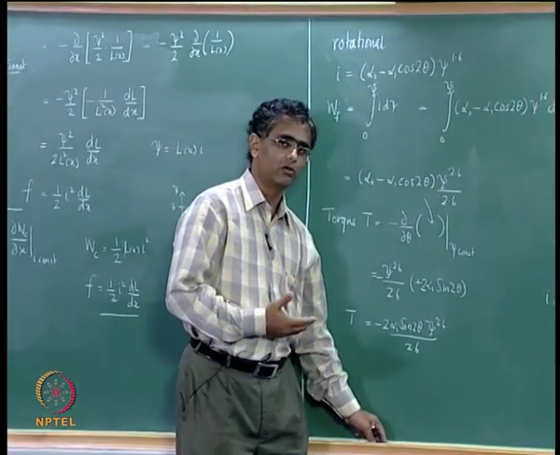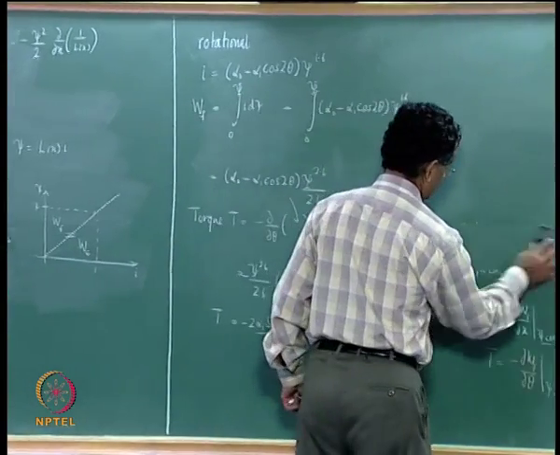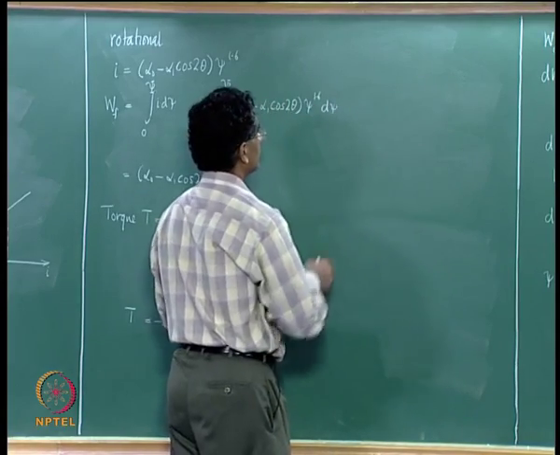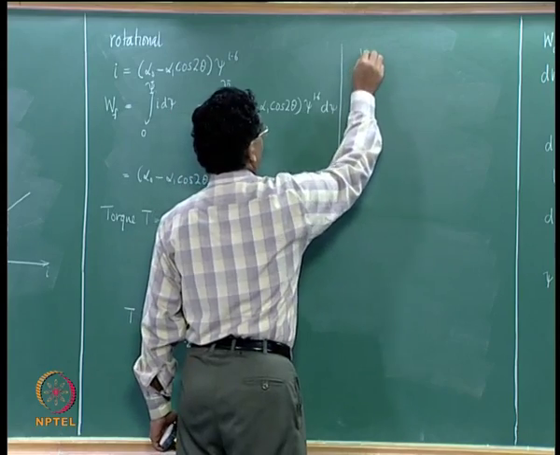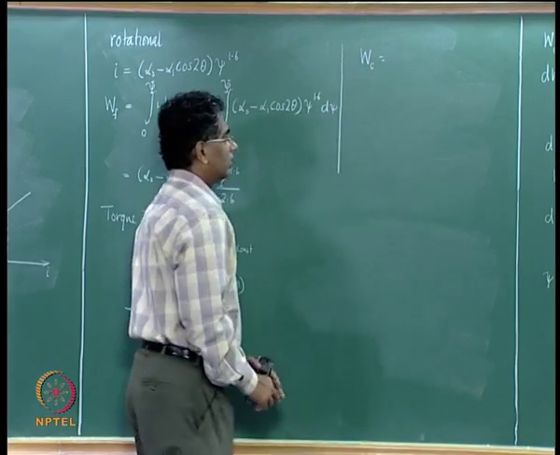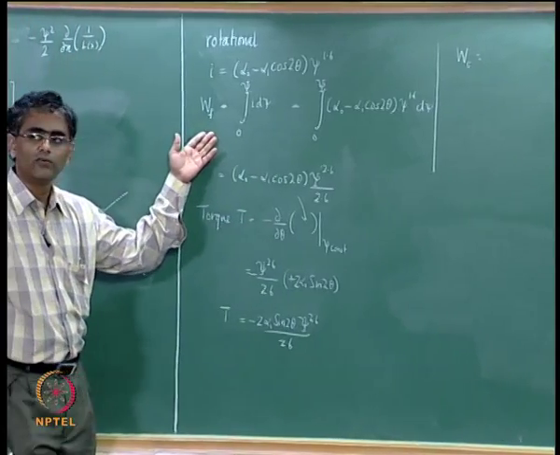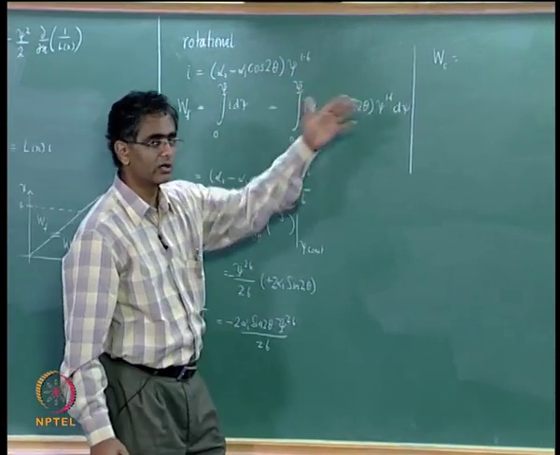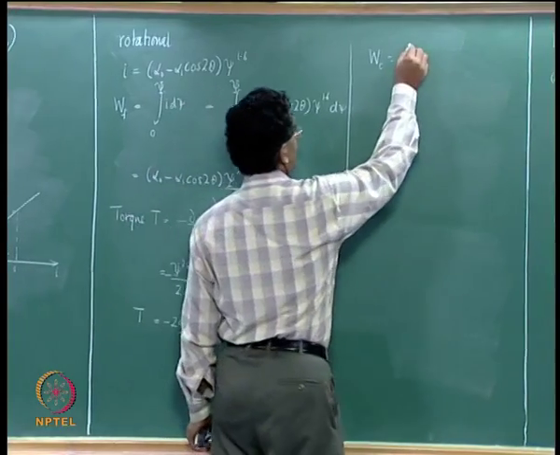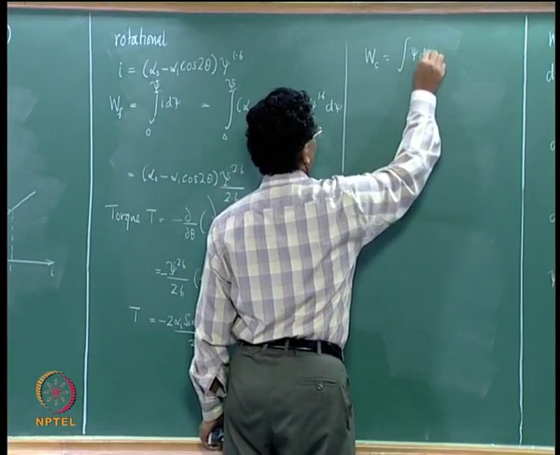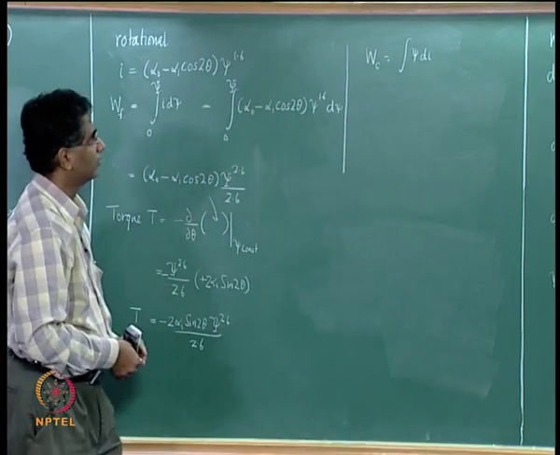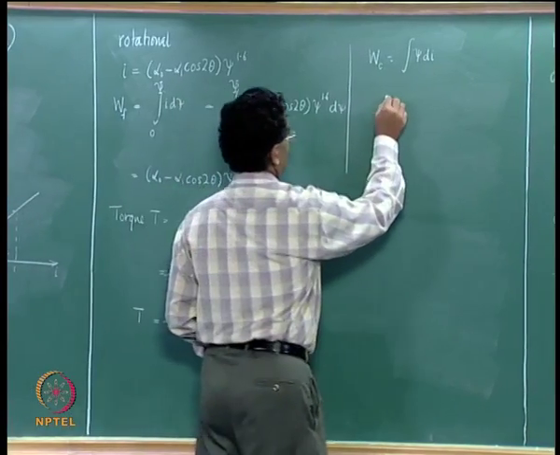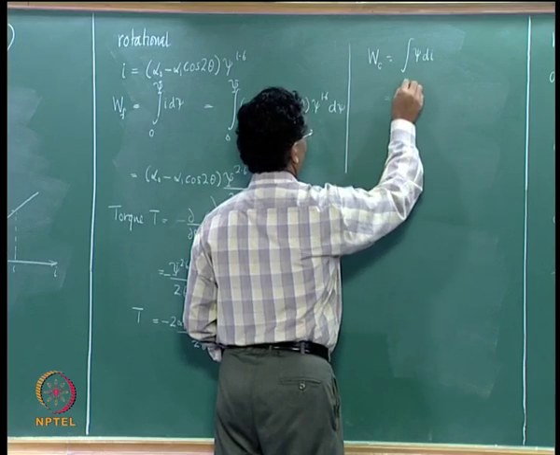One can do this using the co-energy route. So let us do that also. The co-energy, just like what we have done here, where we first determined the expression for the field energy, we need to determine the co-energy first. Co-energy is given by the integral of psi dI. And therefore, we need to get an expression for psi here. This is the integral going from 0 to I.